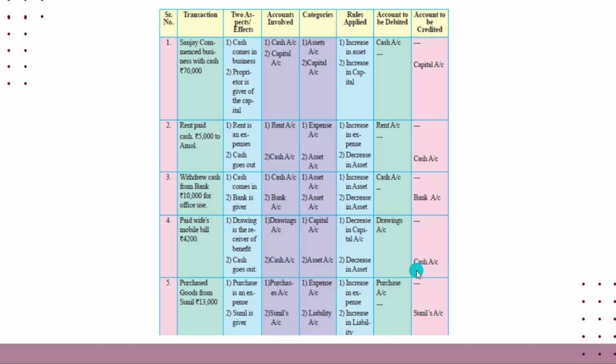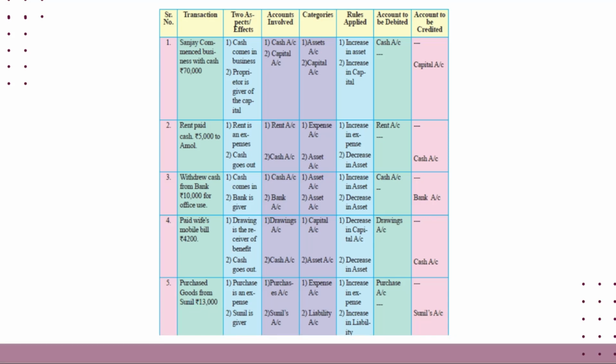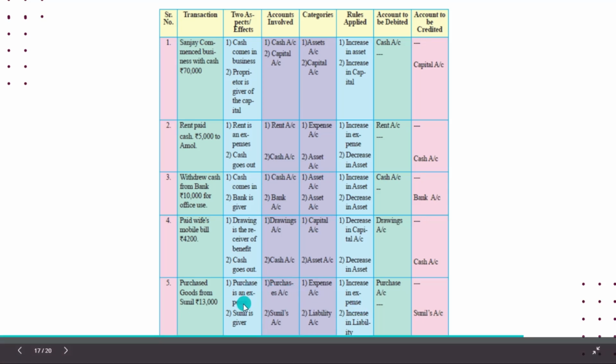So the account to be debited is drawings account, and for the decrease in asset, on the credit side we will write cash account. The last one is purchase goods from Sunil 13,000. Now you have purchased goods, but there is no mention whether you have paid the amount or not. It means it is a credit transaction. In a credit transaction, the name of the person will come, not cash. So what happened here? First, purchase is an expense. Second, Sunil is the giver. So accounts involved will be purchase account and Sunil account.